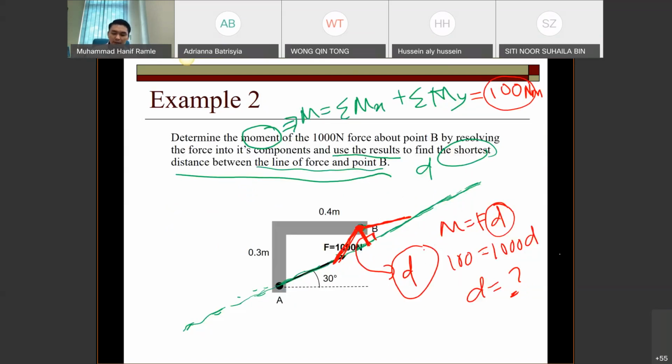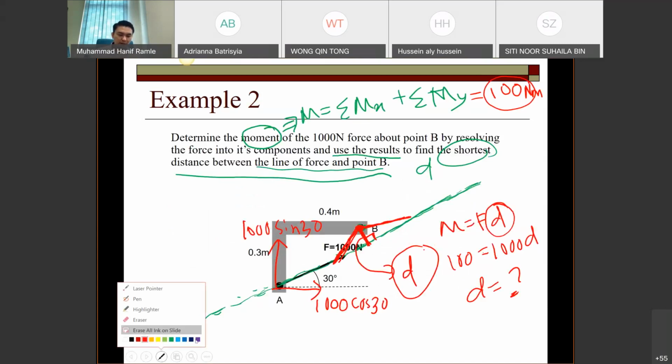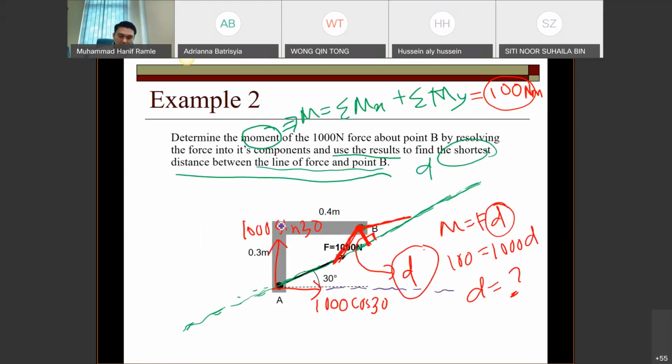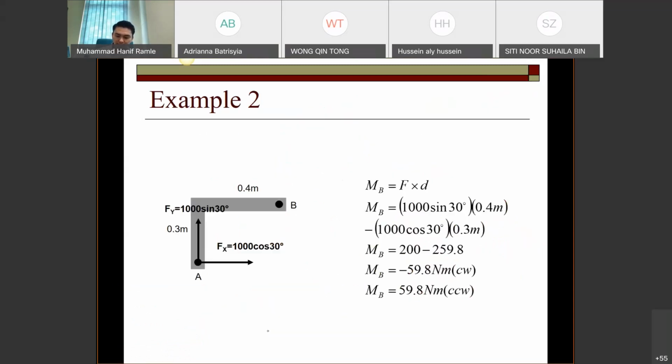Right, so let's move to the solution. If you want to find the moment using the Varignon theorem, it is very straightforward. You have to resolve the force into x and y components. Let's say this one is 1000 cos 30, and this one is 1000 sine 30. From here you have to determine the distance. Let me select another color. This is the line of action for the x component, and this is the line of action for the y component.